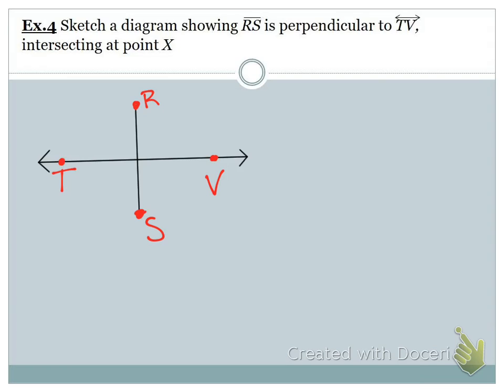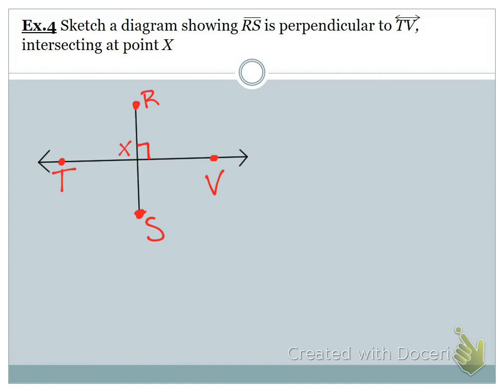We need to what? We will need a point, but the point doesn't help us show perpendicular. We gotta have a right angle box in there. Gotta have the right angle box, otherwise we don't know that they are perpendicular. Might look like it, but we don't know it for sure. We do need to label this point here. What do we need to label it?